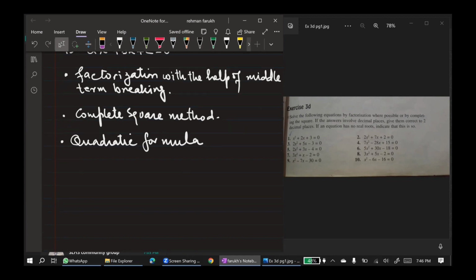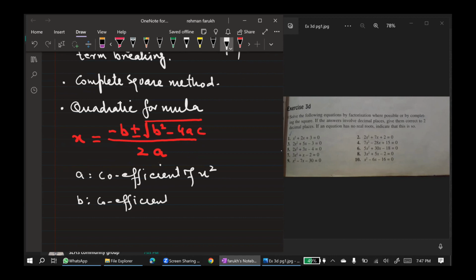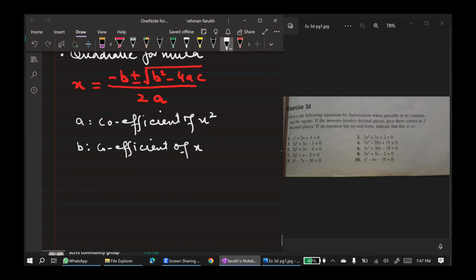The quadratic formula is x is equal to minus b plus minus under root b square minus 4ac over 2a. Now what is a? A is the coefficient of x square. B is the coefficient of x. And c is the term without x.